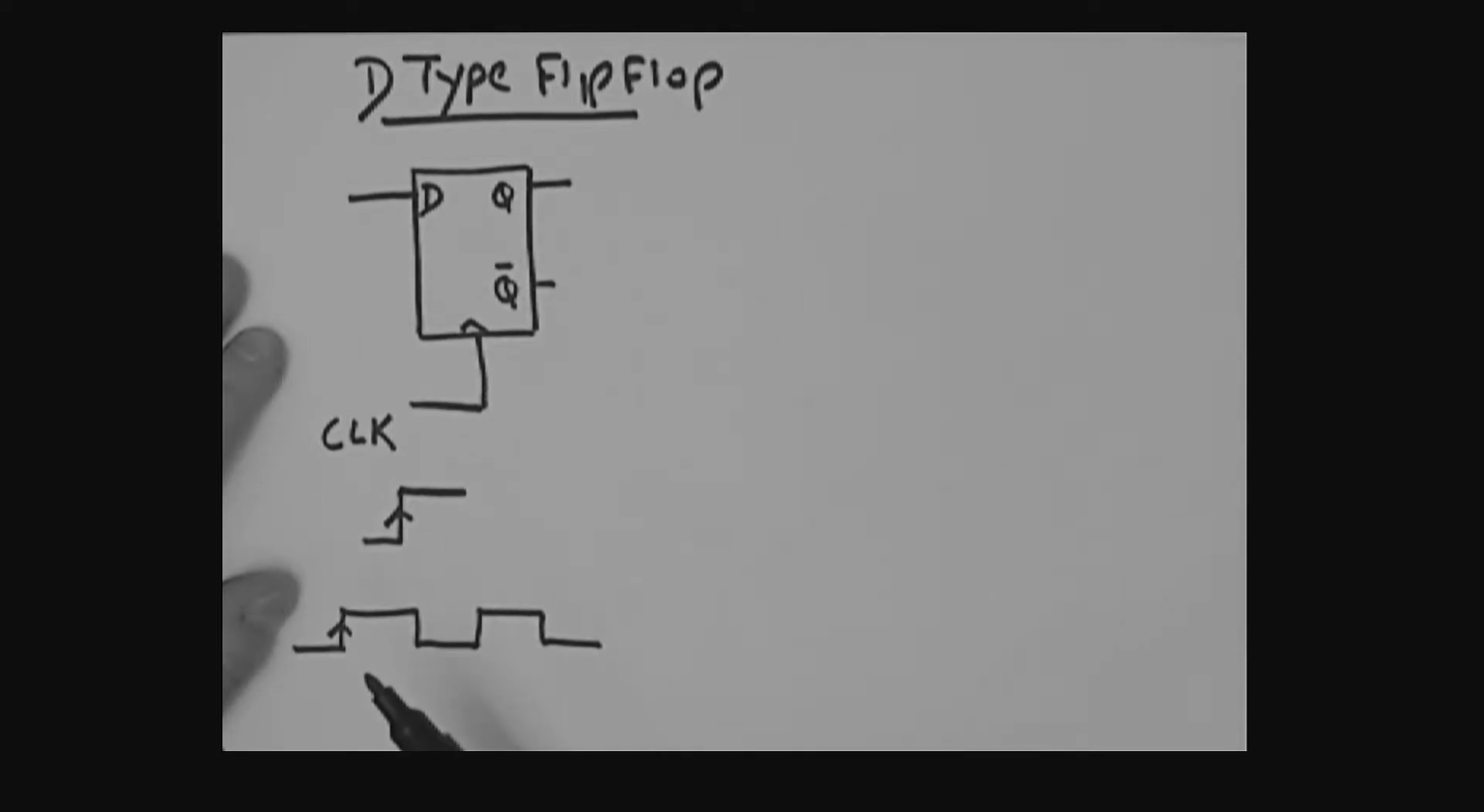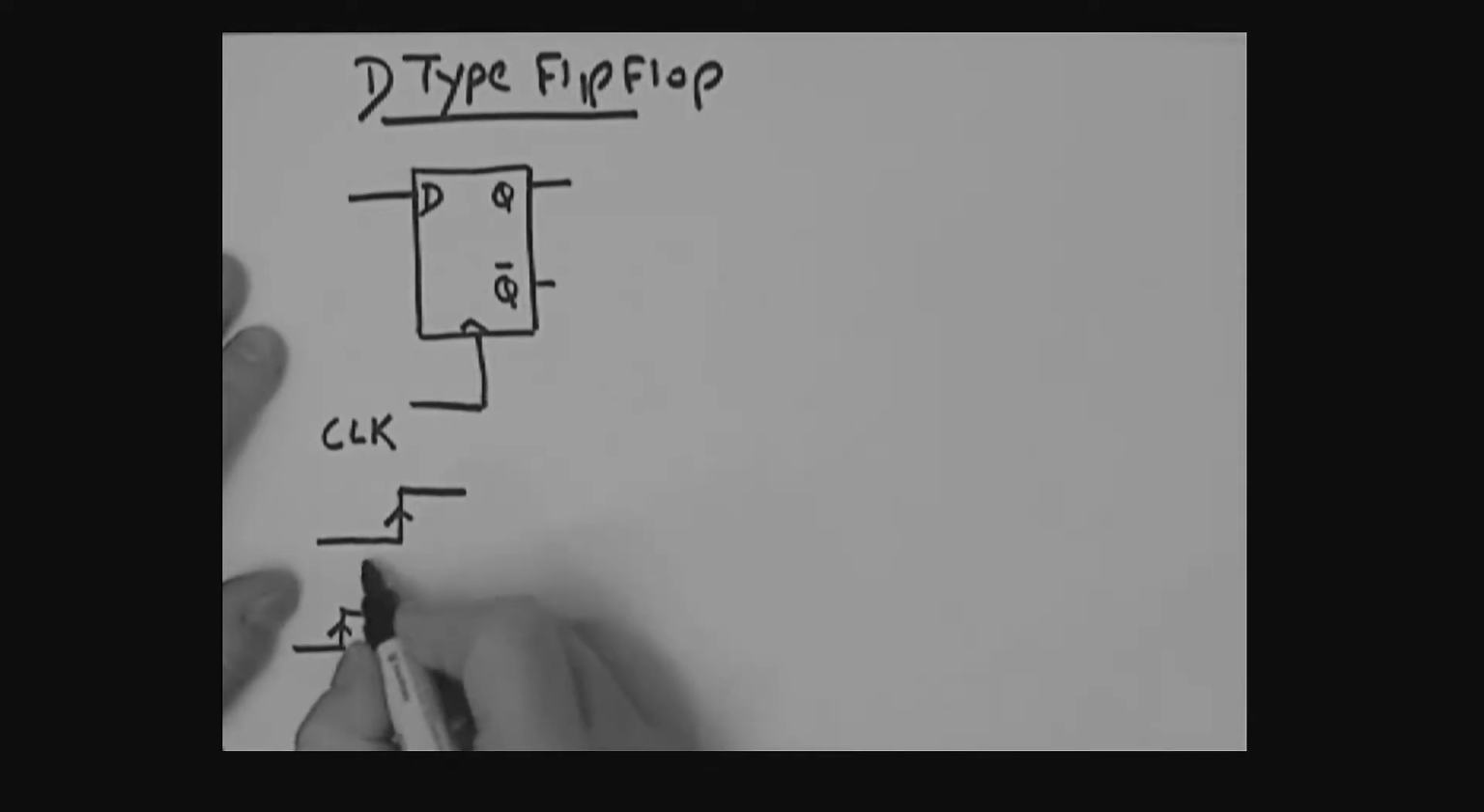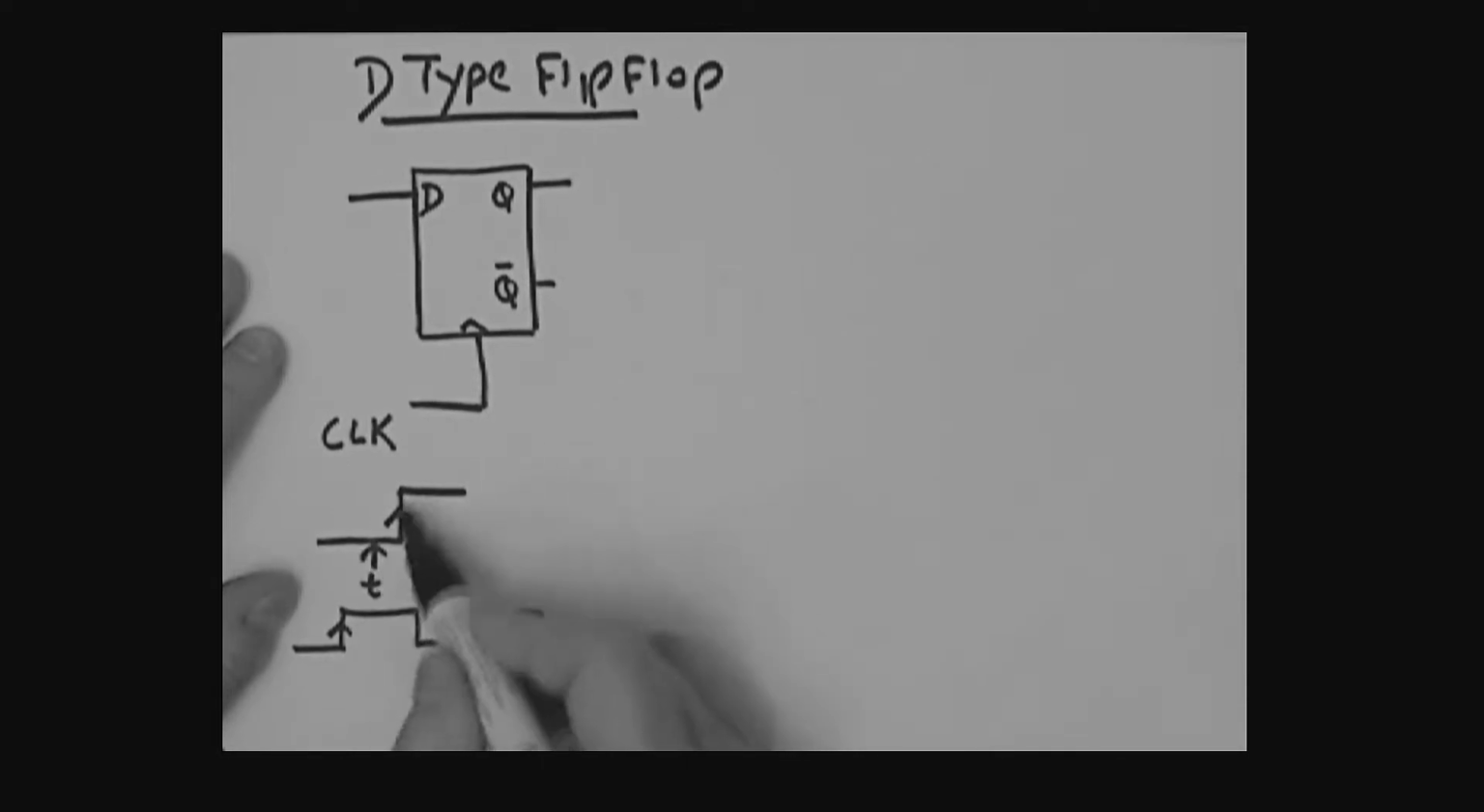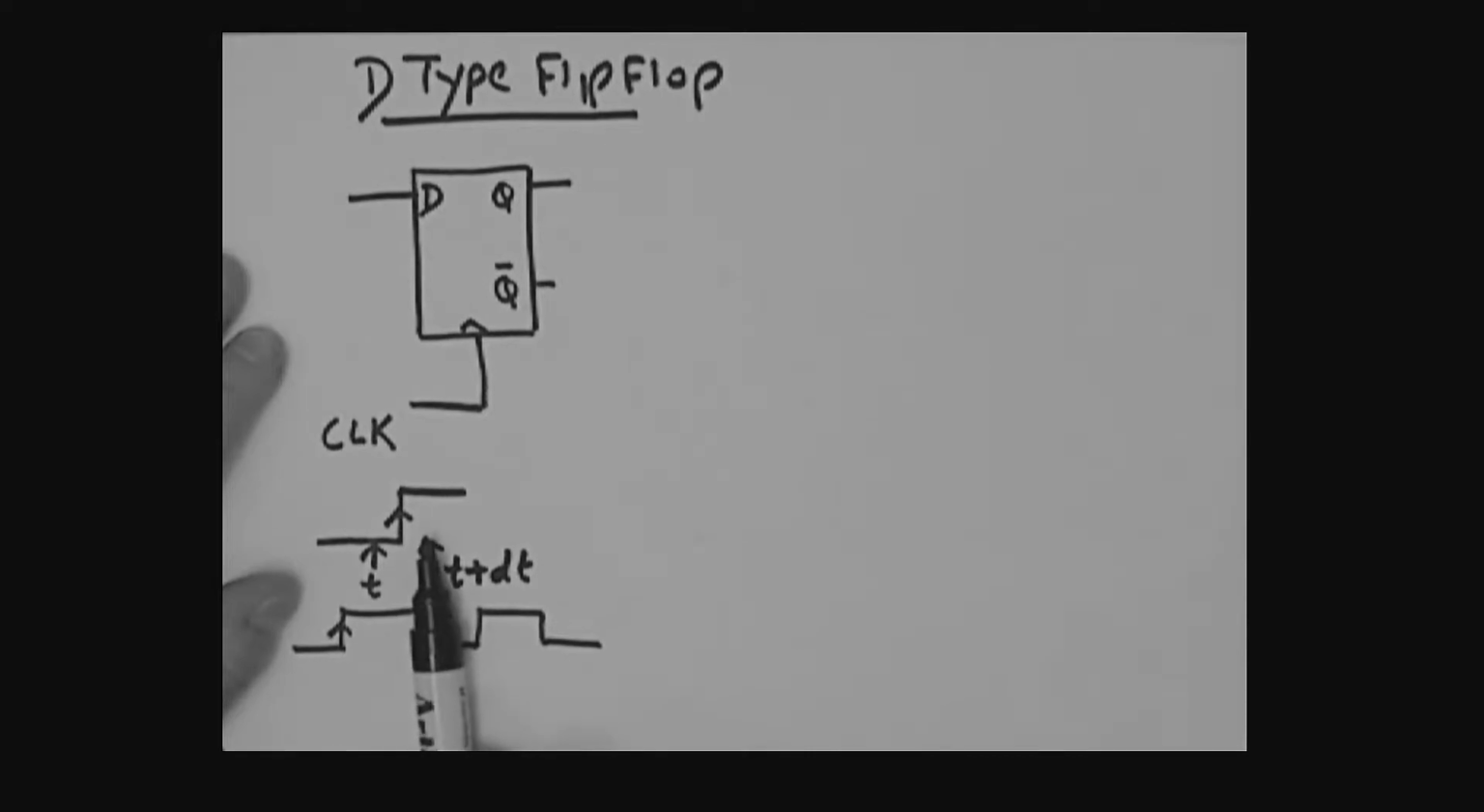What we're going to do now is go through a little truth table to explain how this device is operating. What I have to do here is define a couple of times. I'm going to call one time T, which is just before the leading edge of the clock. Then I'm going to define another time which I'll call T plus delta T, which is just after you get the leading edge. So T is before the leading edge and T plus delta T is just after the edge.